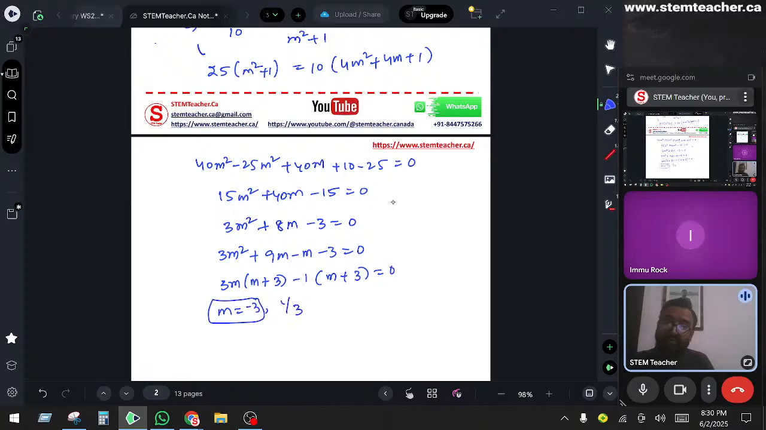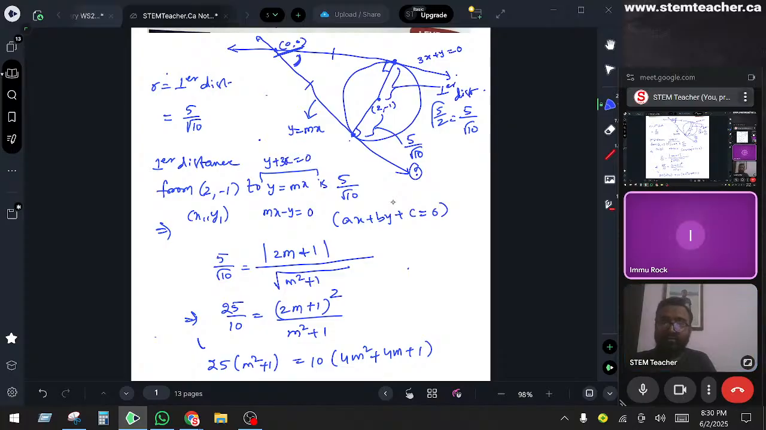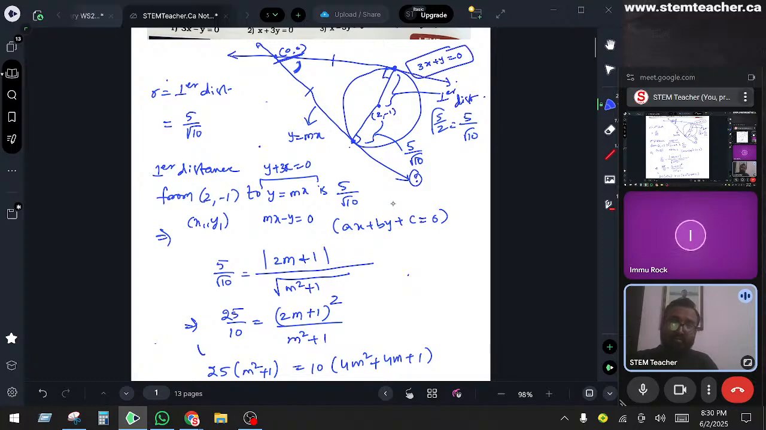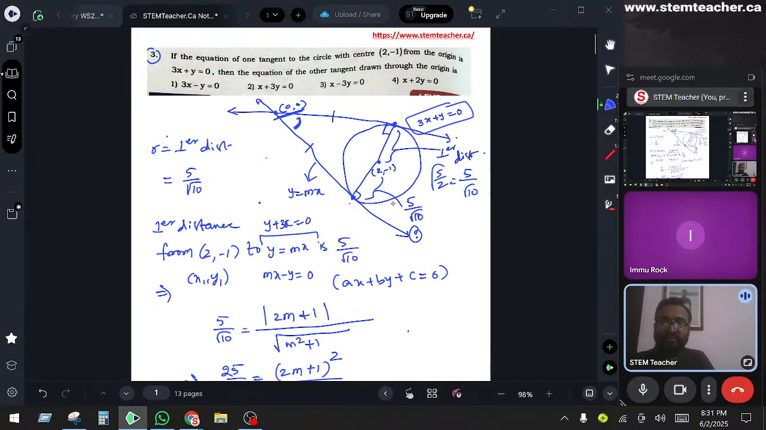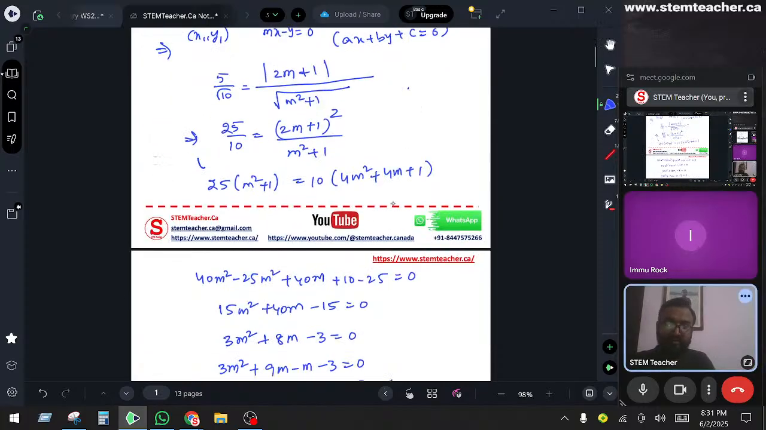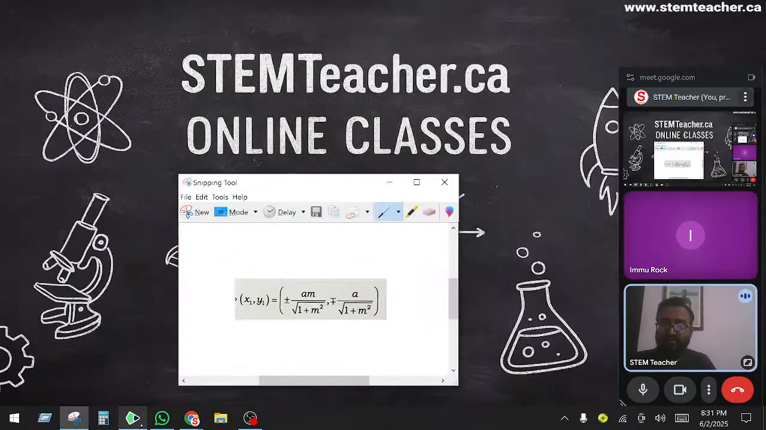With minus 3 we already have the equation, because if m is minus 3, y plus 3x equals 0, which is already given. Now take y equals mx with m equal to 1 by 3. Therefore x minus 3y equals 0. It's a clear answer: x minus 3y equals 0, option number 3. Okay, clear? Keep in mind this method. Let's go to the next problem.